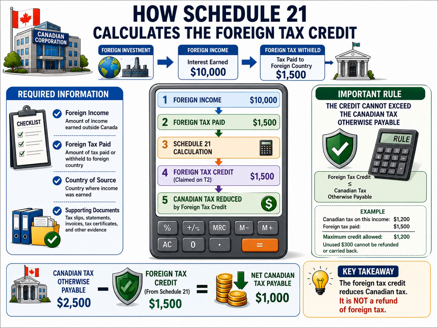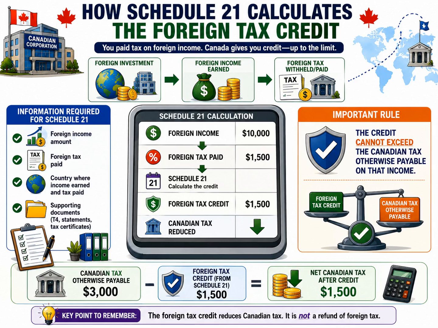The simple formula at the bottom summarizes the result. Start with the Canadian federal tax that would otherwise be payable. Subtract the allowable foreign tax credit calculated on Schedule 21. The result is the corporation's net Canadian federal tax after taking credit for foreign taxes already paid. The key takeaway is this: the foreign tax credit reduces Canadian tax. It does not refund foreign tax. Schedule 21 recognizes taxes already paid to another country and helps ensure that the same foreign income is not taxed twice, while still respecting the limits set by Canadian tax law.